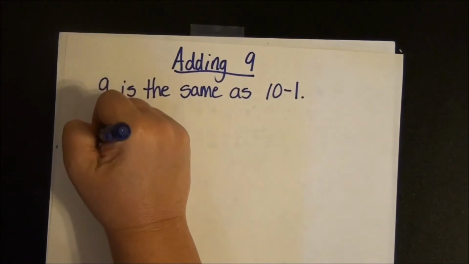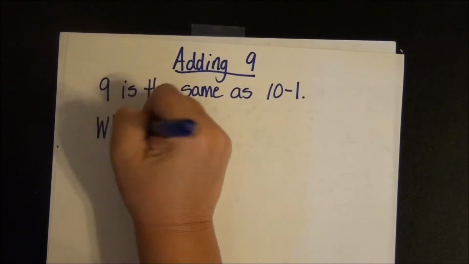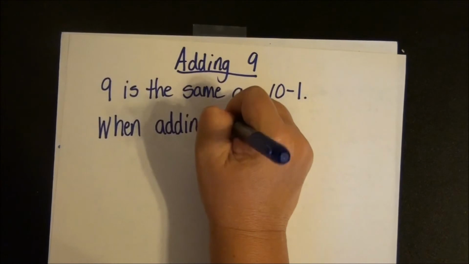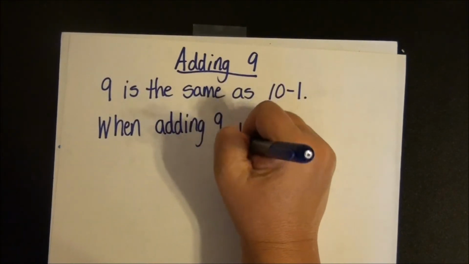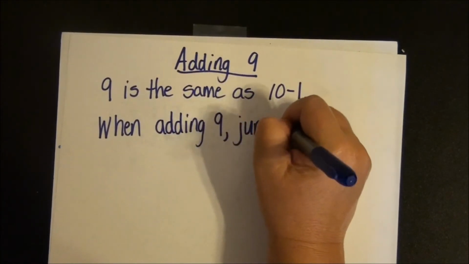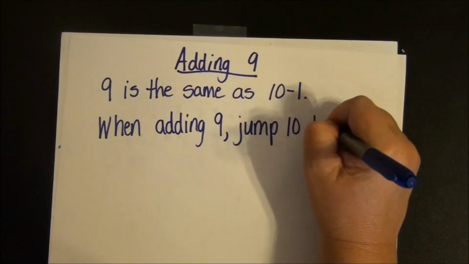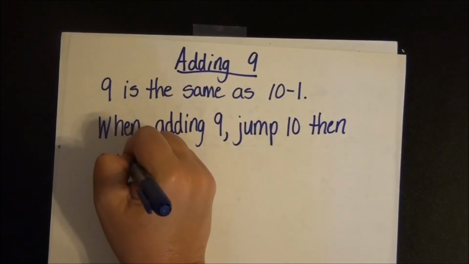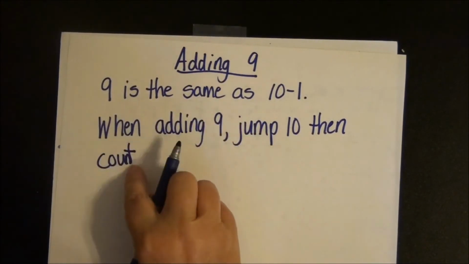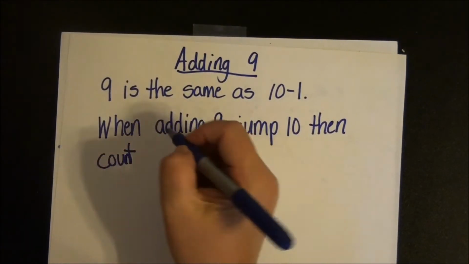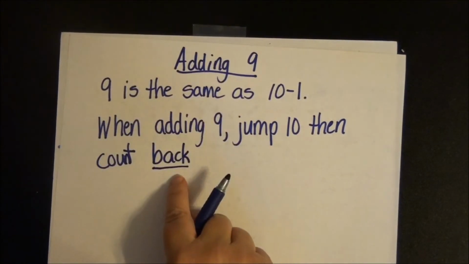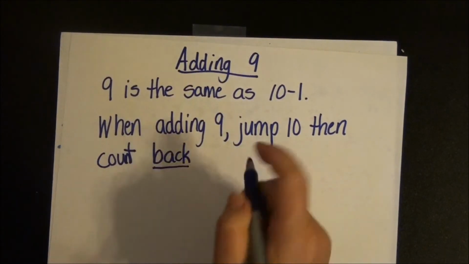When adding 9, jump 10, then count back, not count up. I'm going to go in the opposite direction, count back 1.